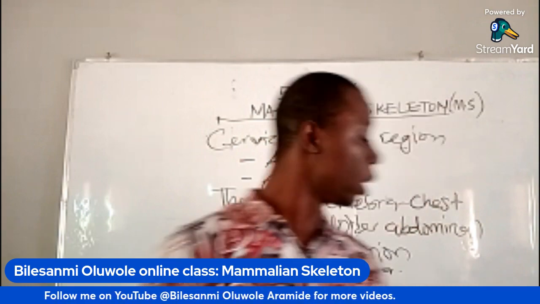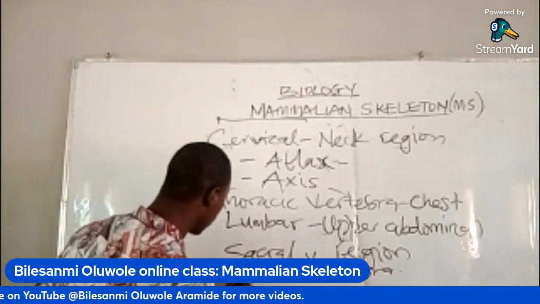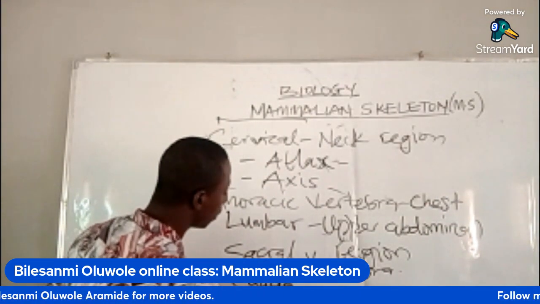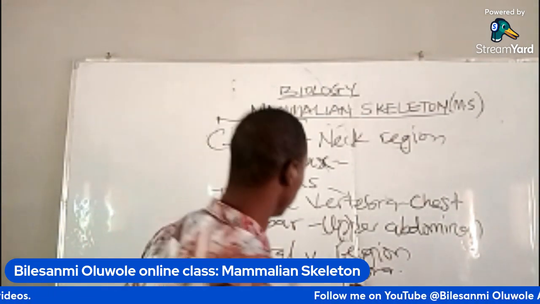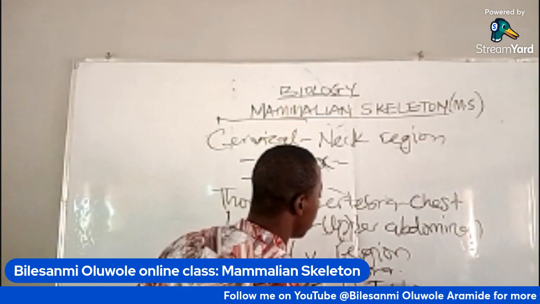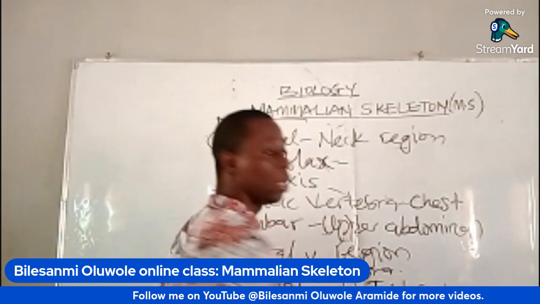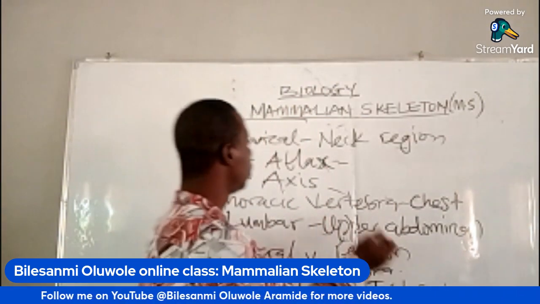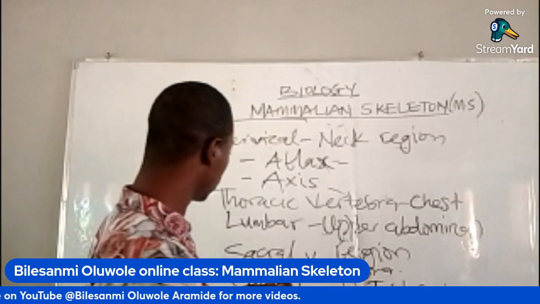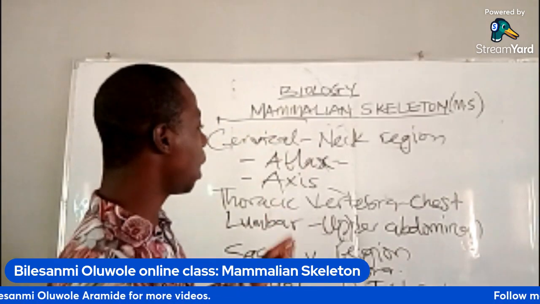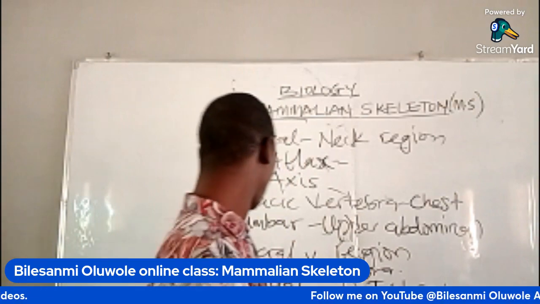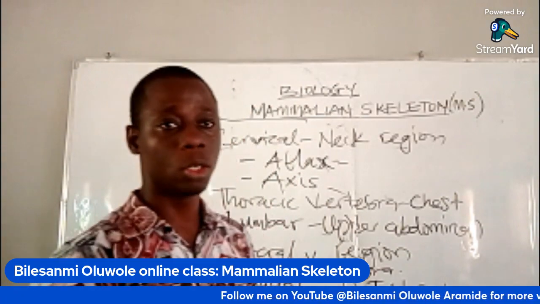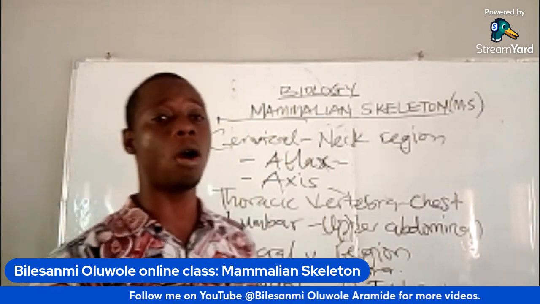Then the last, the caudal vertebra, is found at the tail region. And I said in man, the caudal vertebra are fused to form a structure that we call coccyx.